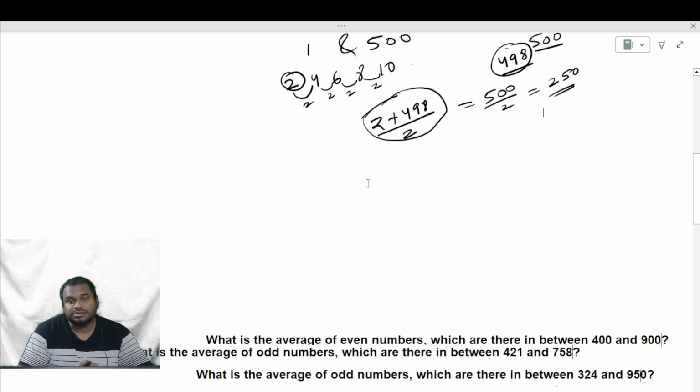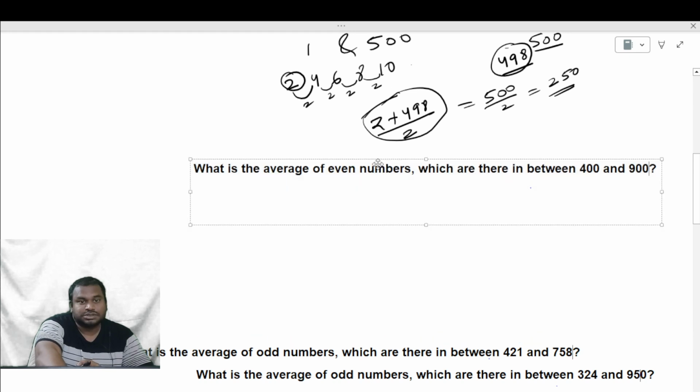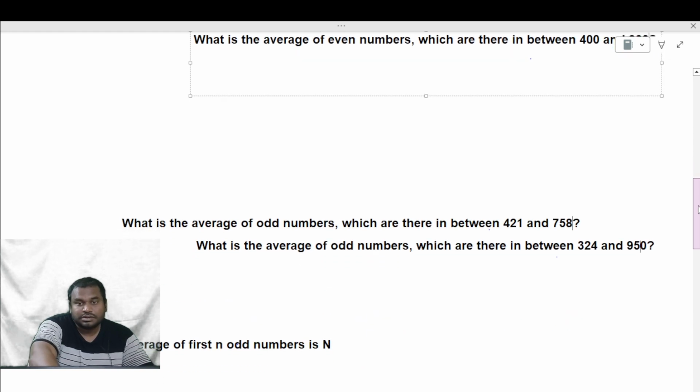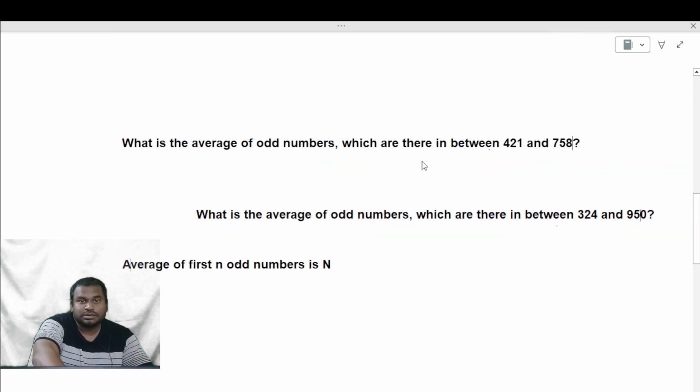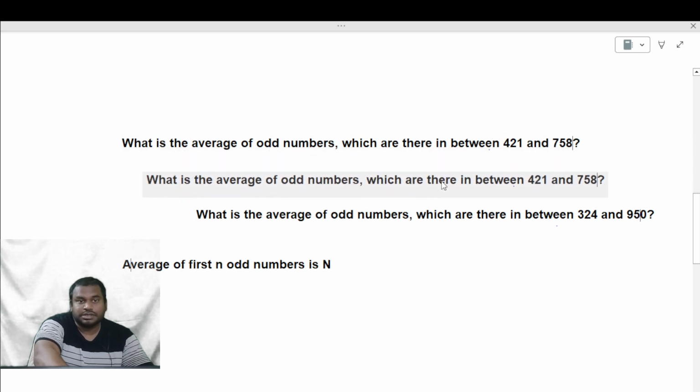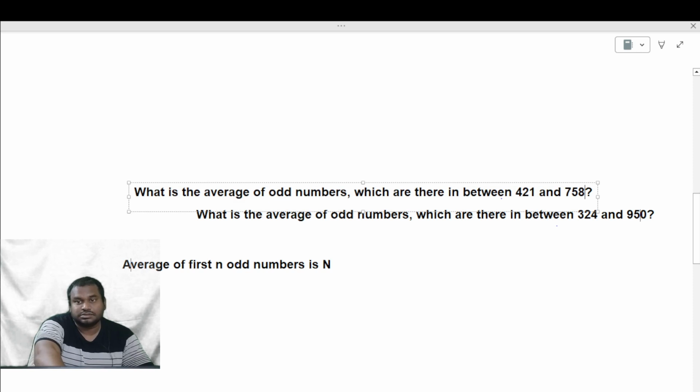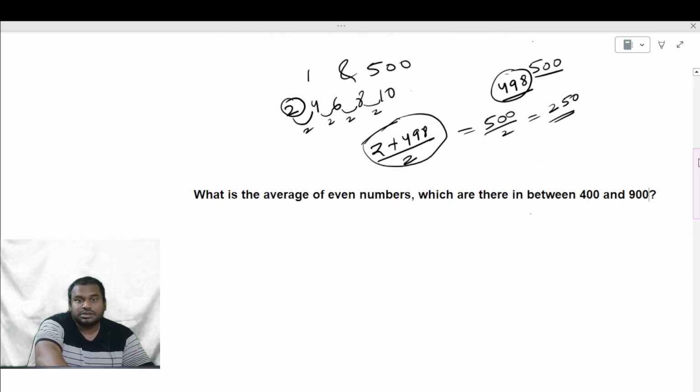Now the second question. What is the average of even numbers which are there in between 400 and 900? We'll drag this question, otherwise we will be focusing on other questions, and it will distract your concentration.